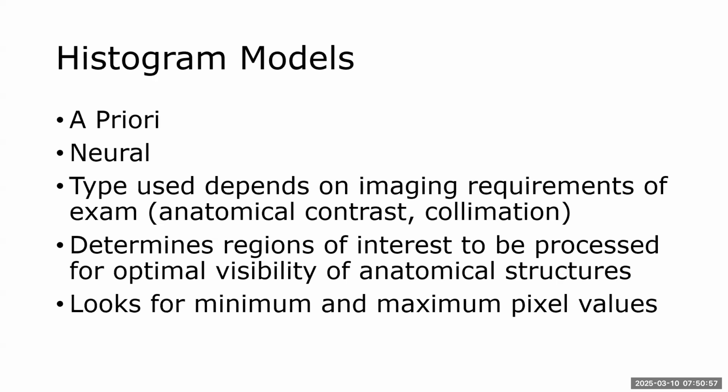So there's a couple of models. I used to really get into this a lot deeper, and I just really don't think it's necessary. So the main thing that I want you to know about histogram models are these two main types. A priori is one, and neural is the other. The type that's used depends on the imaging requirements of the exam, meaning the anatomic contrast, collimation. It determines the regions of interest to be processed for optimal visibility of anatomic structures.